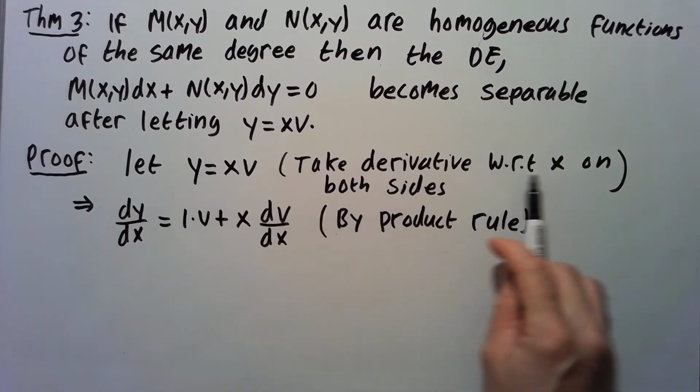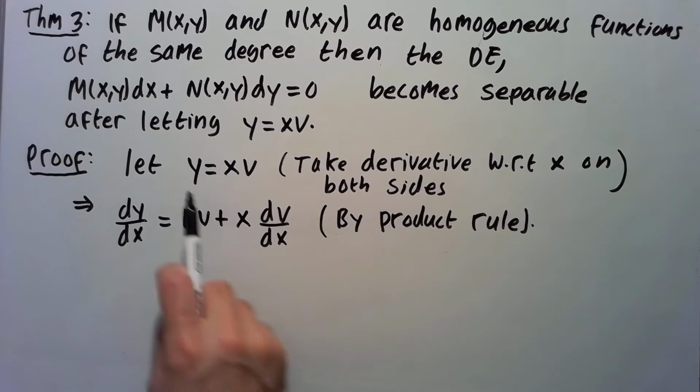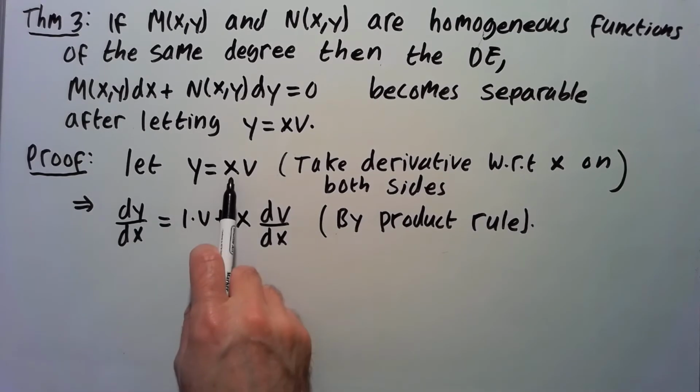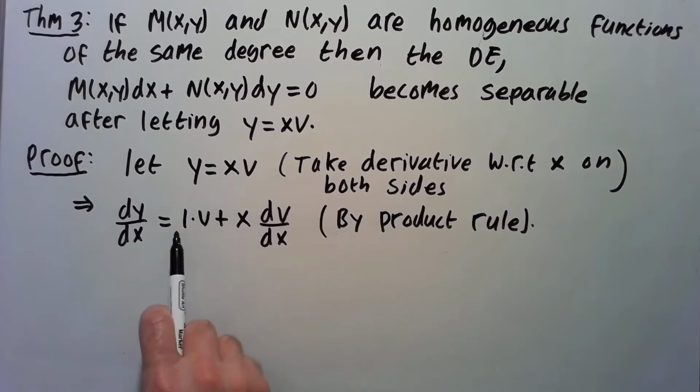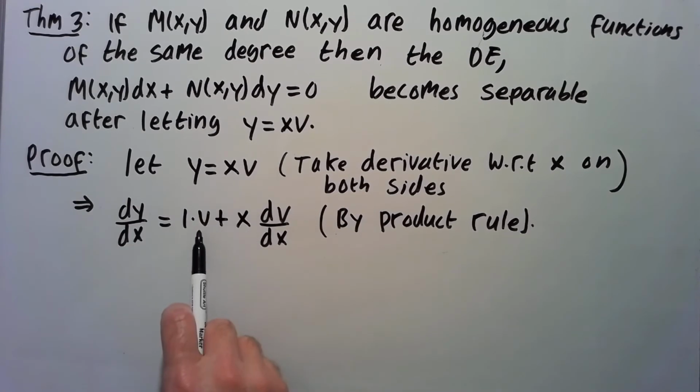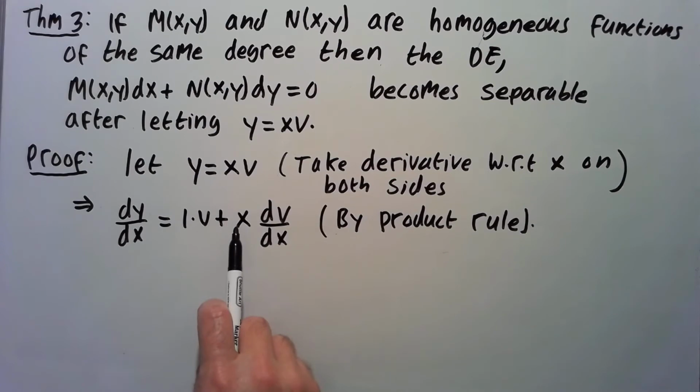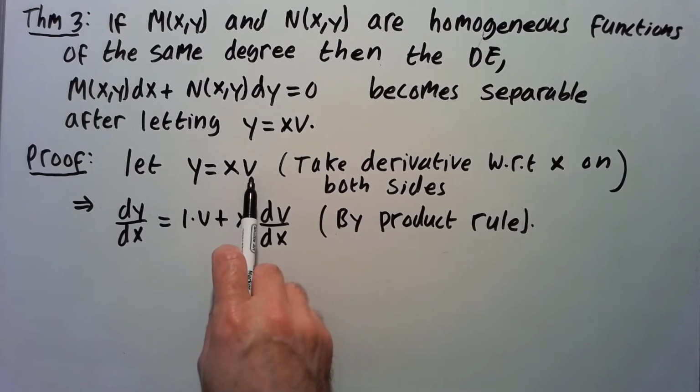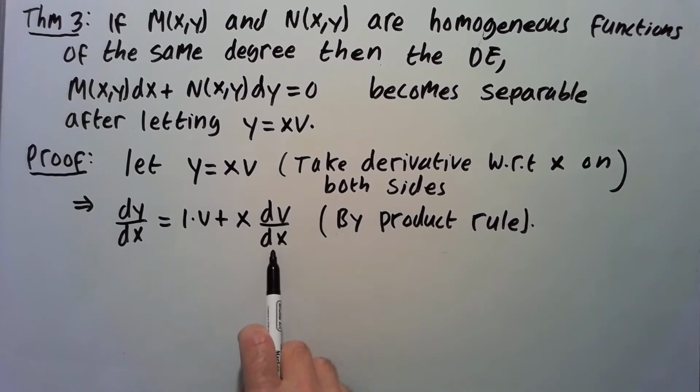So taking the derivative with respect to x on both sides, here we're going to have dy/dx. Here we have a product of two functions, so it's going to be the derivative of the first function. So the derivative of x is 1 times my v, plus my x times the derivative of v, which we're calling dv/dx. So it's the product rule here that I used.